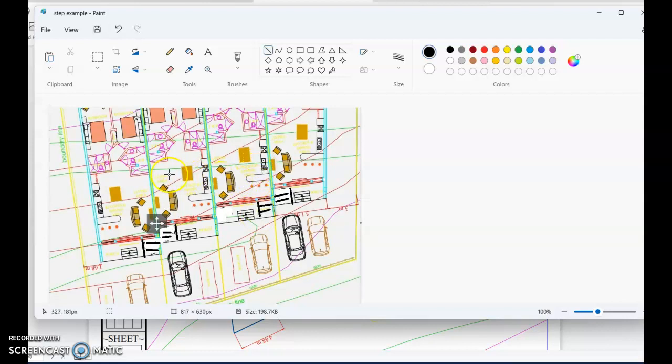Another question is the layout of the bedrooms. Is it good, or do you think it's too cramped, or what do you think? Let me know.